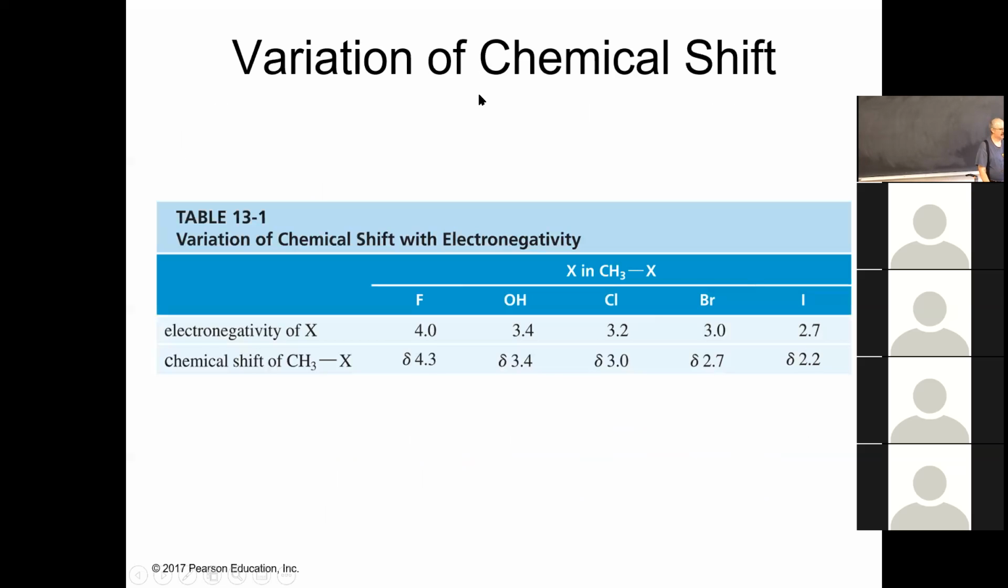One of the factors that can cause a variation in chemical shift, which again is the position that the peaks appear along the x-axis, is electronegativity. If we consider the chemical shift of these hydrogens on the CH3, if X is fluorine, then the signal appears at 4.3. If it's oxygen, 3.4. And you can see as the electronegativity gets less, the peaks appear more upfield.